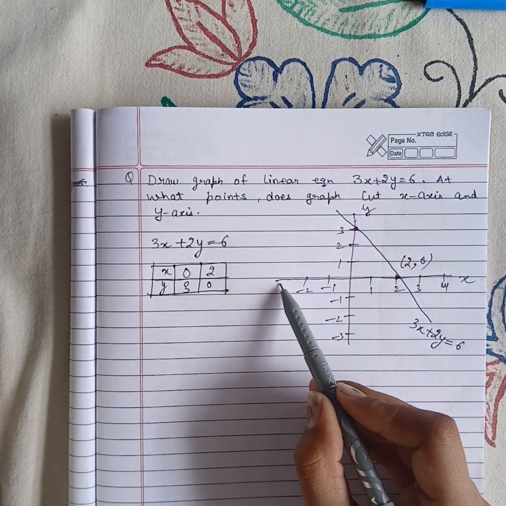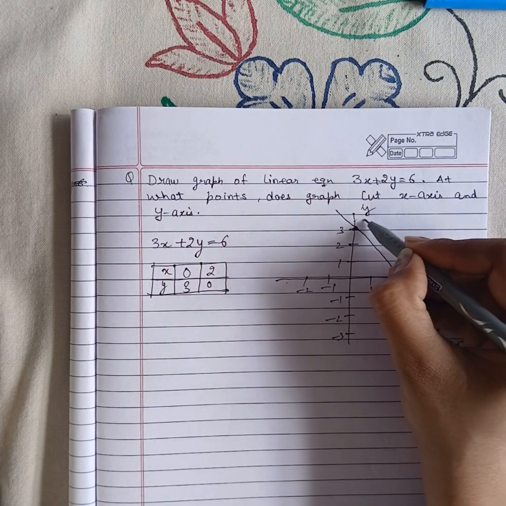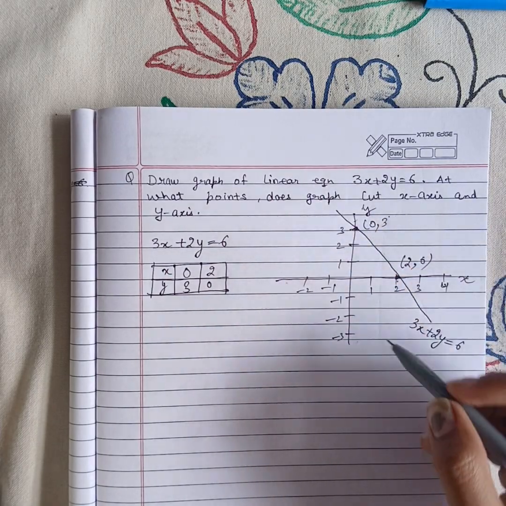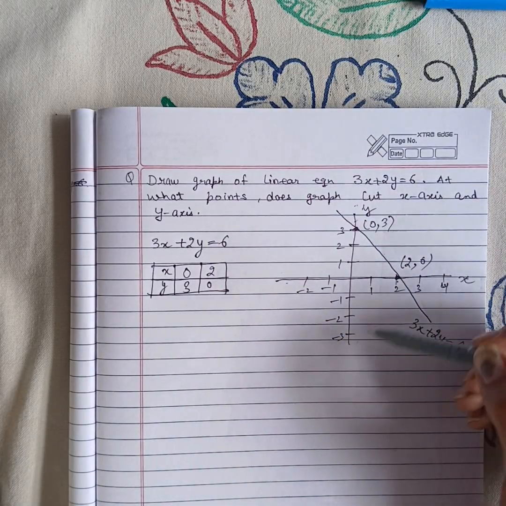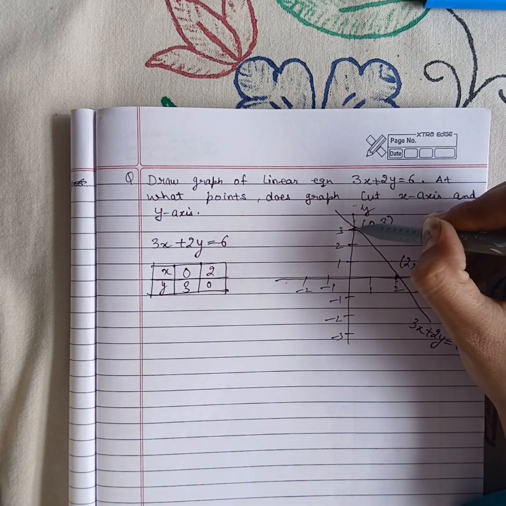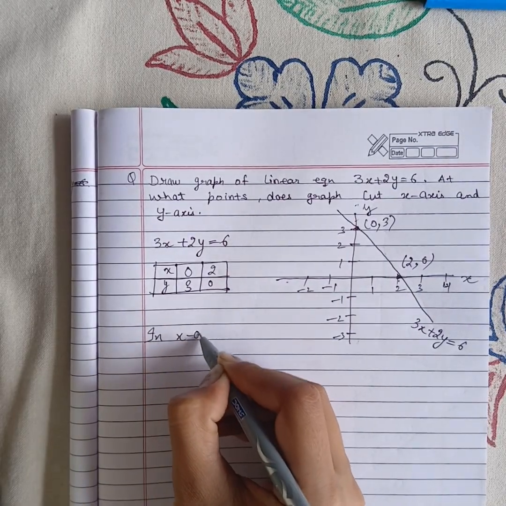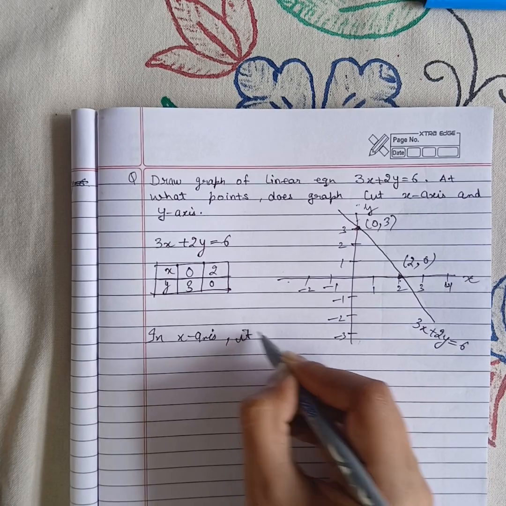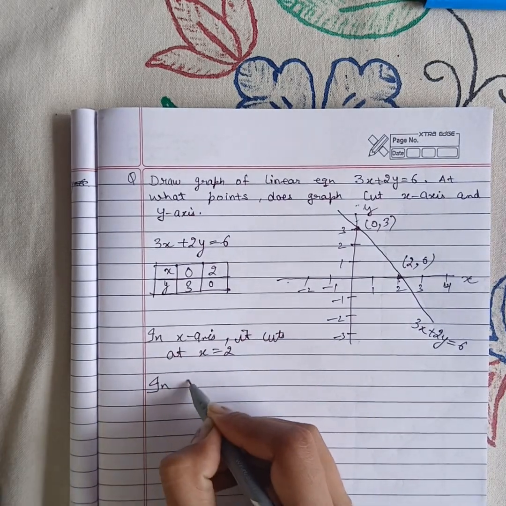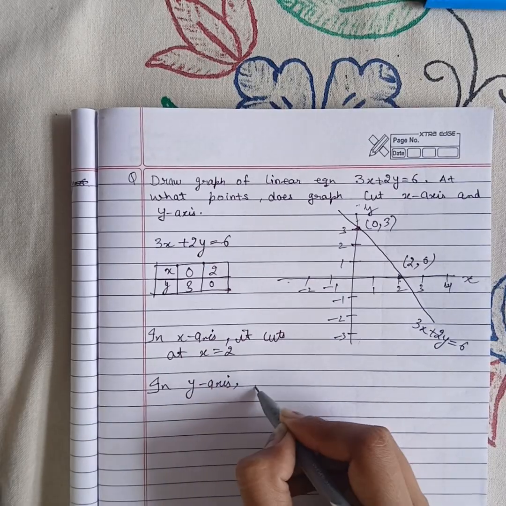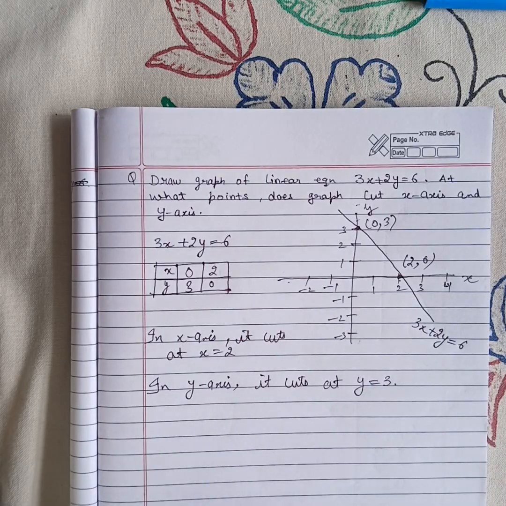Means at x-axis it cuts at 2. And on y-axis its point is 0 and 3. So on y-axis this equation cuts at y is equal to 3. So in x-axis it cuts at x is equal to 2. Similarly, in y-axis, it cuts at y is equal to 3.